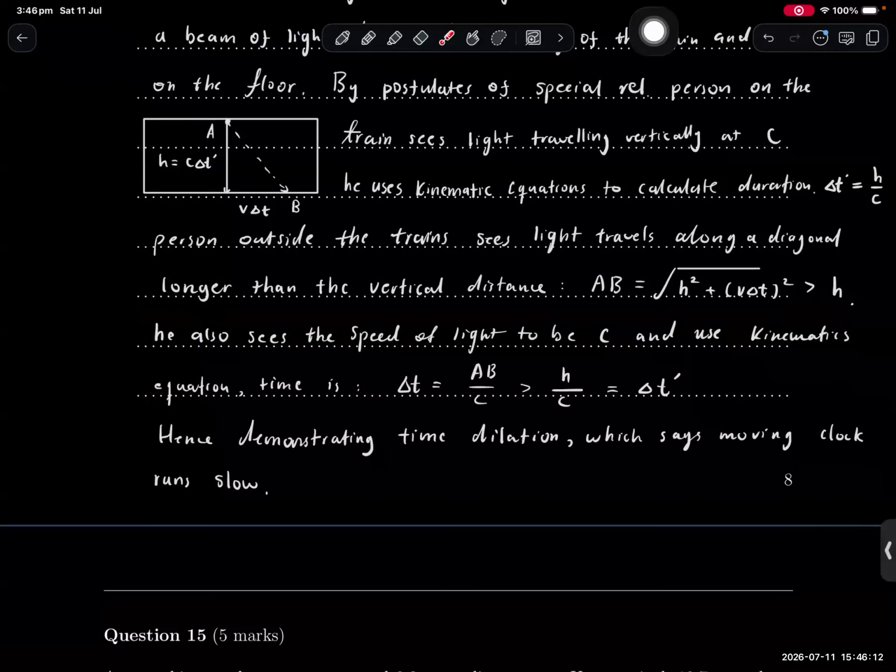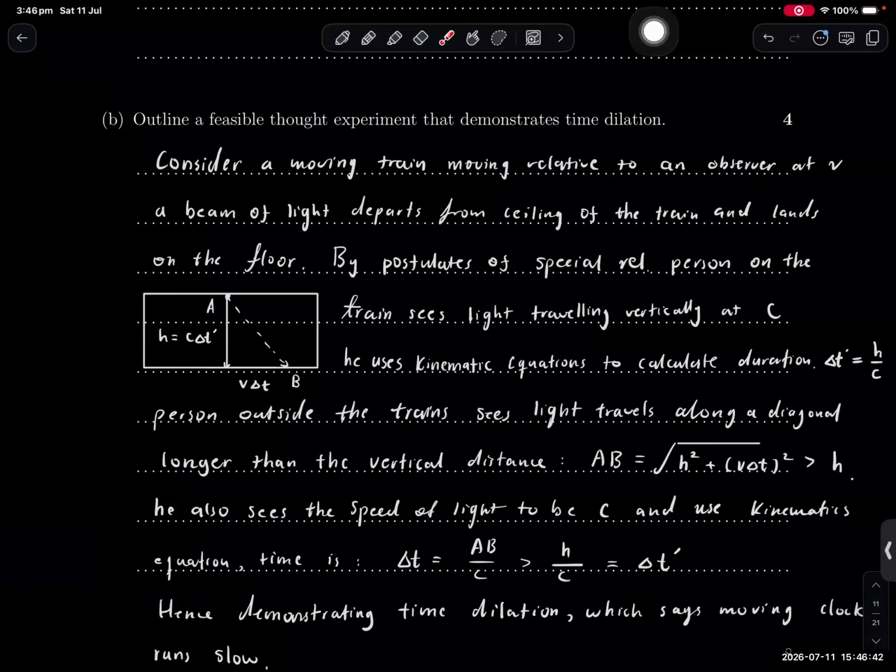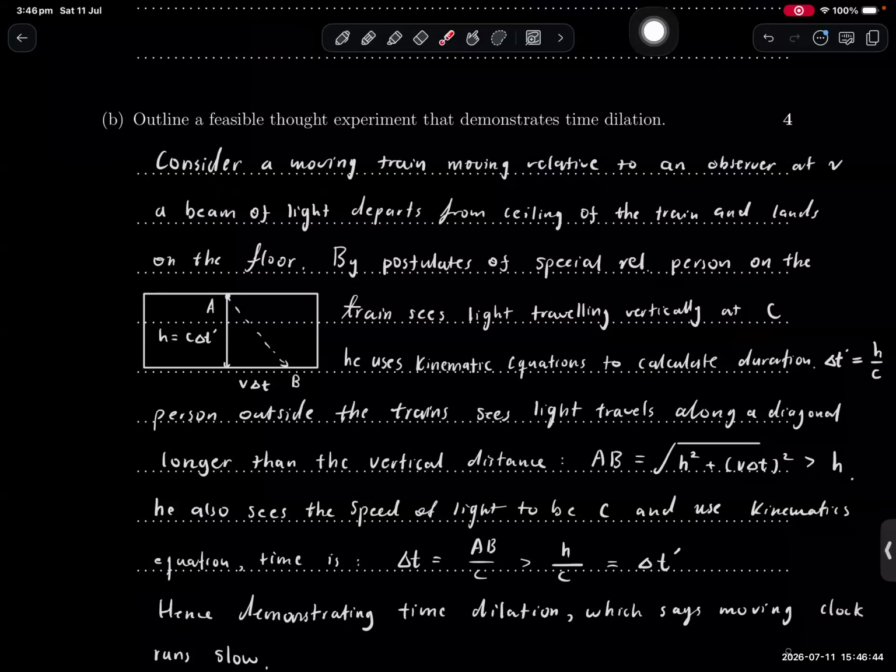It would then use the kinematics equation to compute the duration. The person outside the train would see light travel along a diagonal, which is a longer distance than the vertical distance, according to Pythagoras' theorem. And he also sees the speed of light to be invariant. This is the second postulate. If he uses the kinematics equation, he would calculate the duration using distance over speed and end up with a larger time, hence demonstrating time dilation. You do not need to prove the equation, that would be too much for this question, but logically demonstrate how time is being dilated.